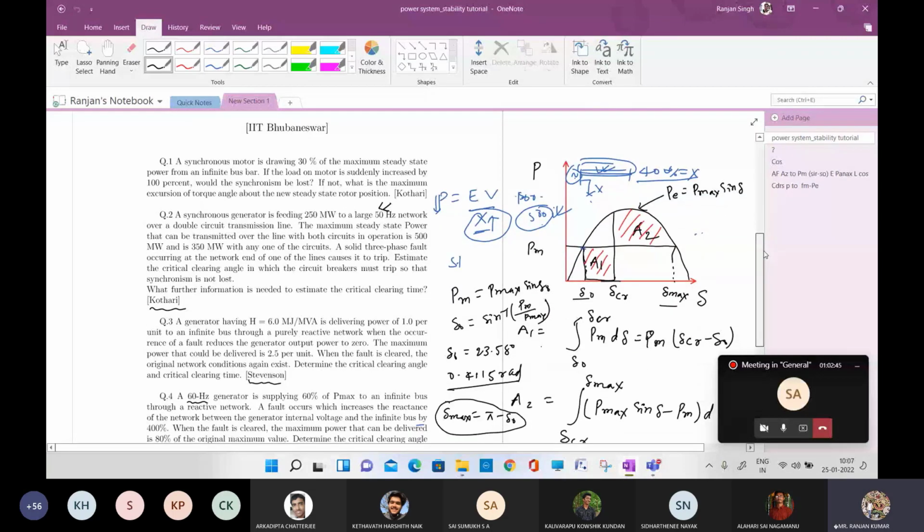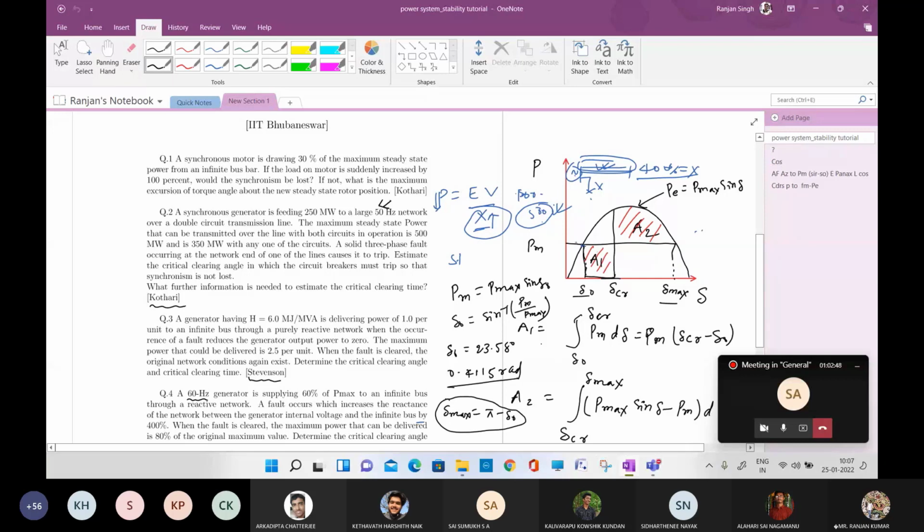Question 1 is like, if any input is suddenly increasing, then what is happening? That is one type of question. Second is like one of the lines is tripping. So this type of case is there. If a fault happens, the power comes down and again it operates on the second line. The third case is like only one line is there. If a fault is happening, the power is coming to 0 and again after clearing the fault, it is regaining the original network.